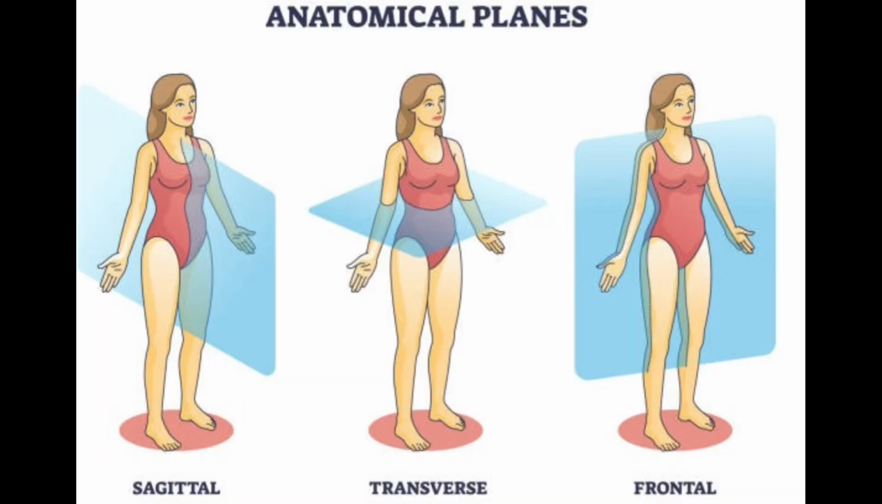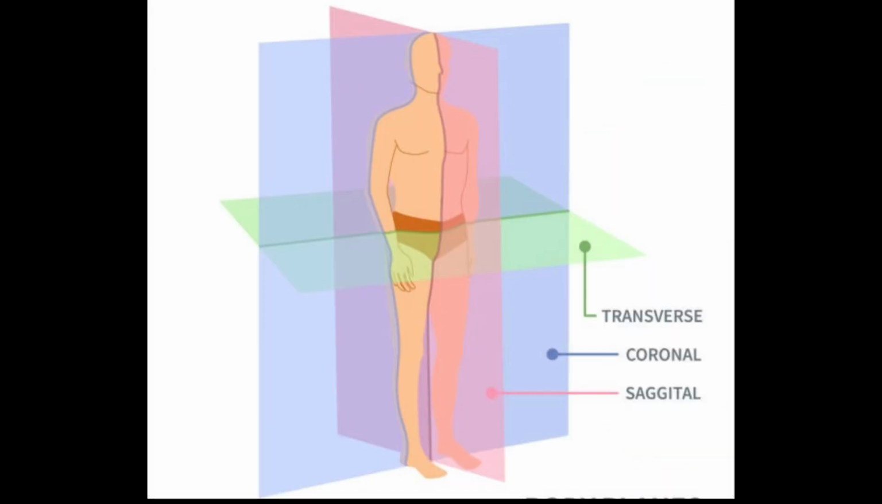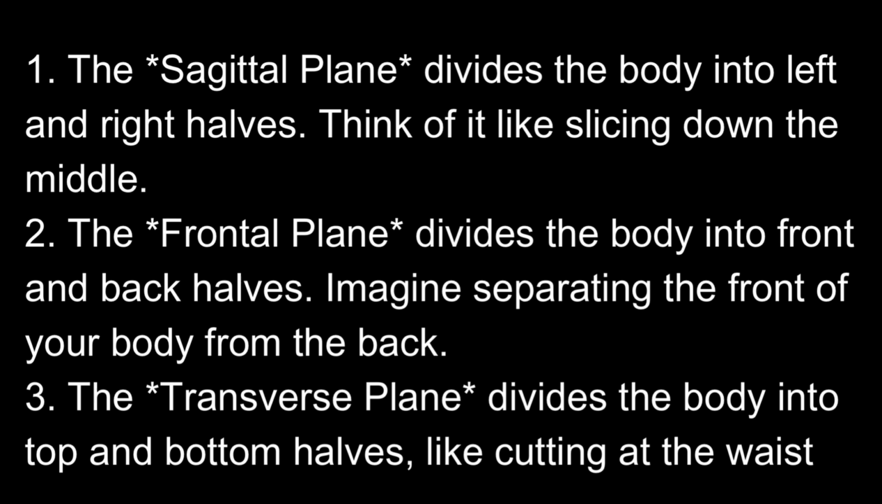Part 3. Planes of the body. Next are the planes of the body. These imaginary lines help us divide the body into sections. 1. The sagittal plane divides the body into left and right halves. Think of it like slicing down the middle.